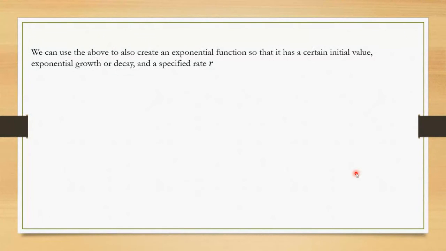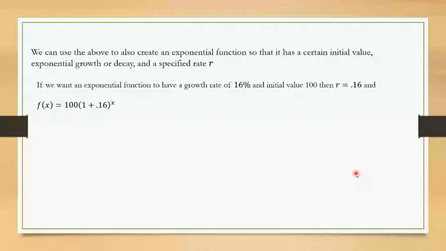That's why I'm doing this. And this is what I was saying before, that if you want an exponential function that has a specified growth or decay rate and initial value, you can come up with an exponential function like that easily. For instance, if you have 16% as your growth rate and the initial value is 100, this would be our exponential function. Remember, the percent you convert to a decimal.